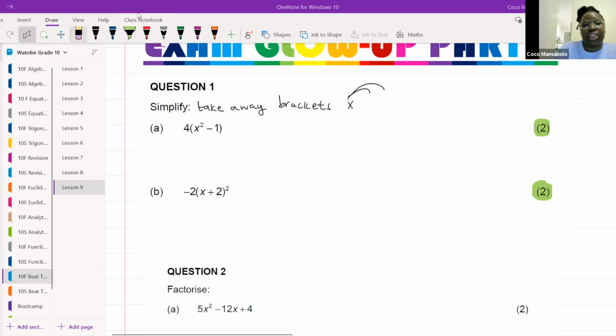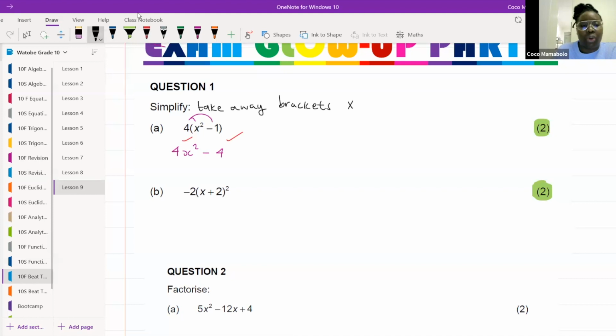All right, guys. So these questions are quite simple in that in order to take away the brackets, we're just going to distribute. So we'll start with this first one, distribute that in, and you should get 4x squared minus 4. You should get a mark for each, for the 4x squared and for the minus 4.